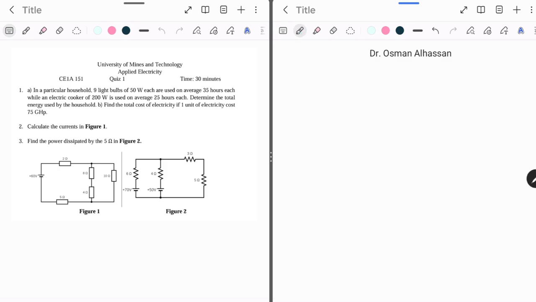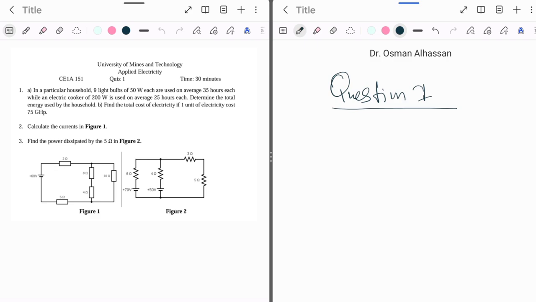So I have here question 1. In a particular household, 9 light bulbs of 50 watt each are used on average 35 hours each, while an electric cooker of 200 watts is used on average 25 hours each. Determine the total energy used by the household.